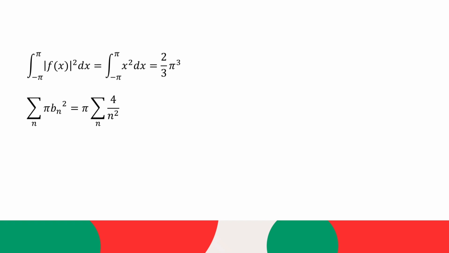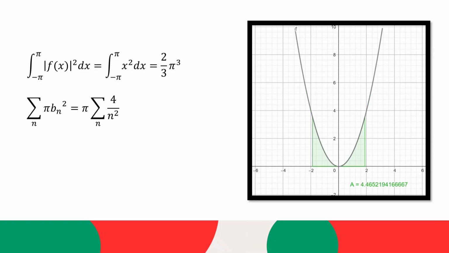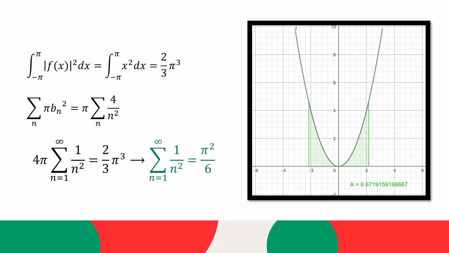So we're getting really close to our desired result of the Basel series. As you can see geometrically how it behaves, the function x squared, or in this case bn squared, we sum those areas under it. So if we put these results together algebraically, we get 4 pi times the sum from 1 to infinity of 1 over n squared is 2/3 pi cubed, and therefore the Basel series sums to pi squared over 6 when we merge the results.